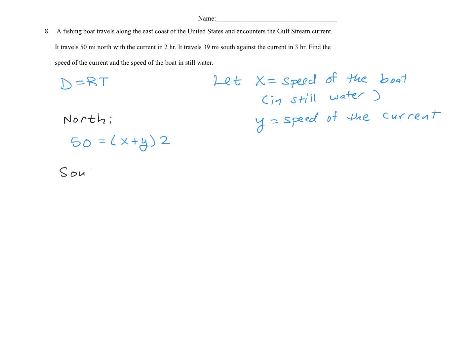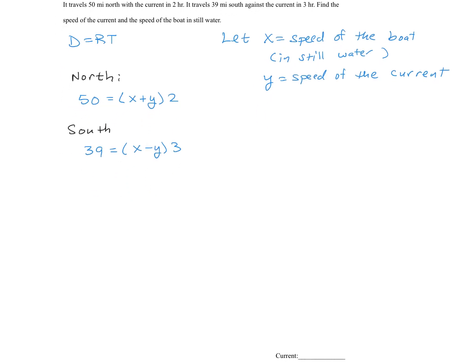So for the south, you will notice that we are going a shorter distance, 39 miles. And then when you're having the boat go against the current, it slows you down. So it's x minus y. And that trip is 3 hours long. So our system is the first equation and a second equation. Let's just write them down right here. So 50 is equal to x plus y times 2, and 39 is equal to x minus y times 3.